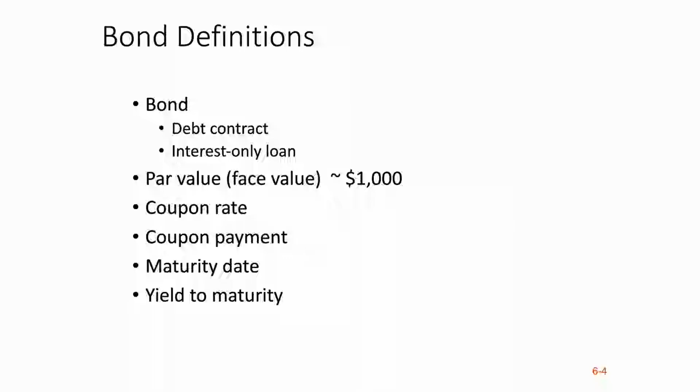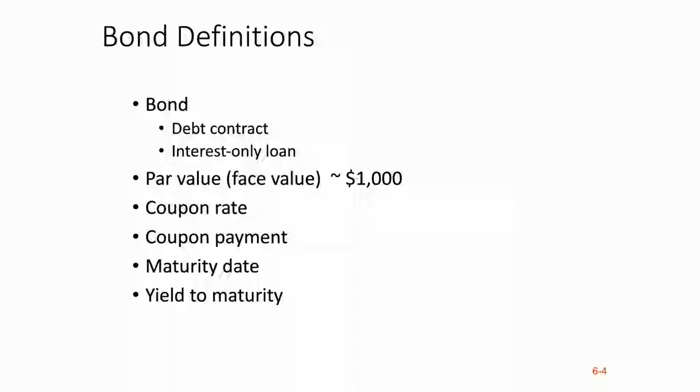Now let's look at a bond. Here we are talking about a corporate bond. A bond is a debt contract. And in a corporate bond, unlike an amortization loan, something like a mortgage or student loan, where the payment never changes, corporate bonds are interest-only.